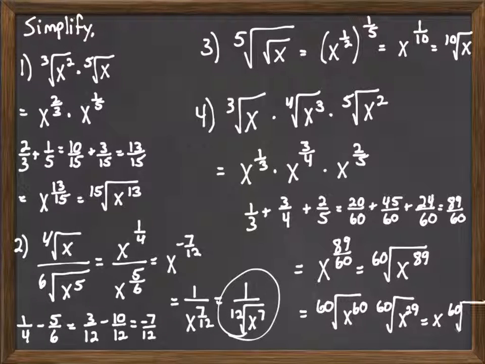60 goes into 60 one time. So we get x to the first, or just x times the 60th root of x to the 29th. So sometimes, particularly with the ones where you're multiplying, you may end up with a radical that you need to do some work to still simplify.